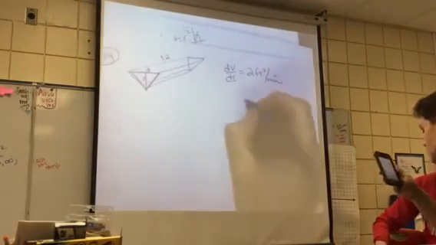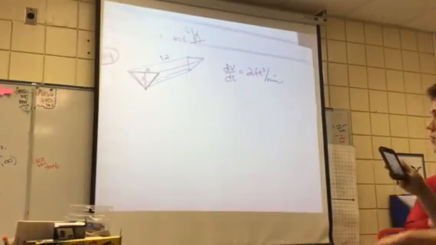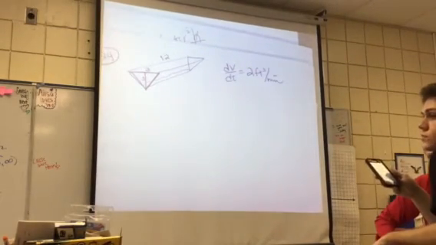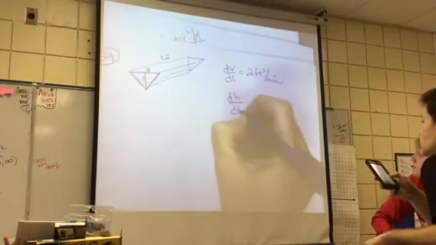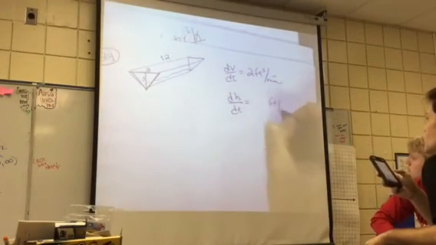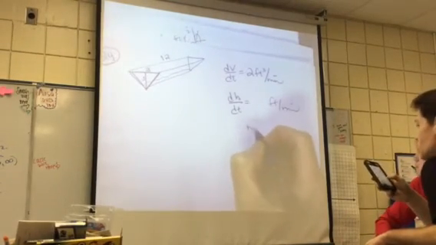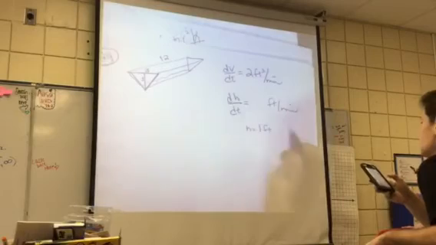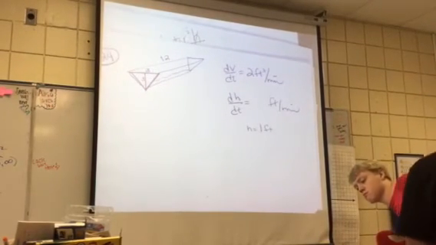It says how fast is the water level rising? So what geometrical concept is the water level going to relate to? The height. So how fast is the height changing? That's what we're trying to find. That would be in feet per minute when it's 1 foot deep, when the height is 1 foot. So we'll use that 1 foot height in a little bit to substitute.